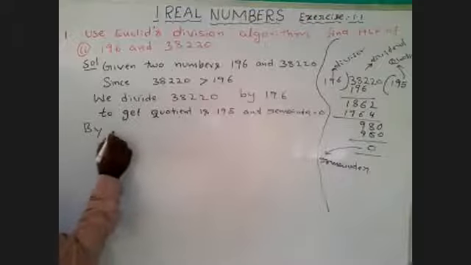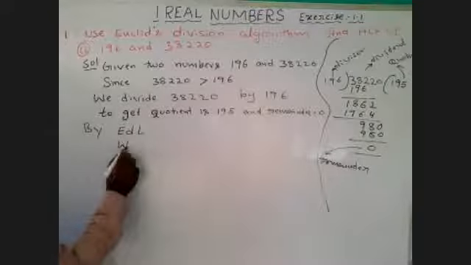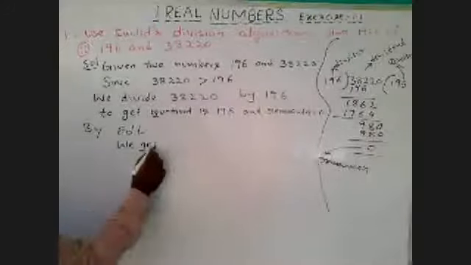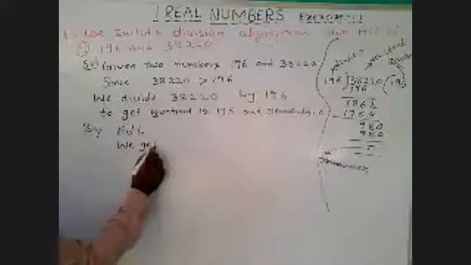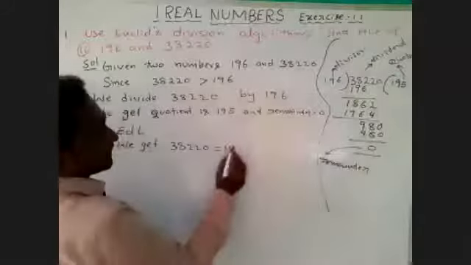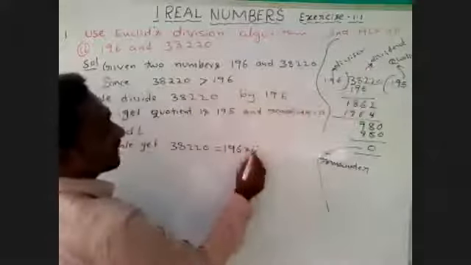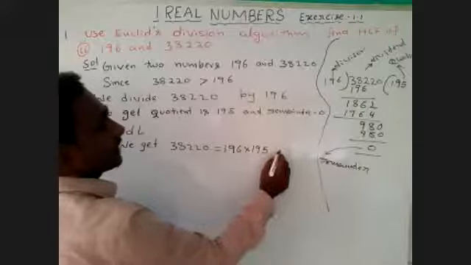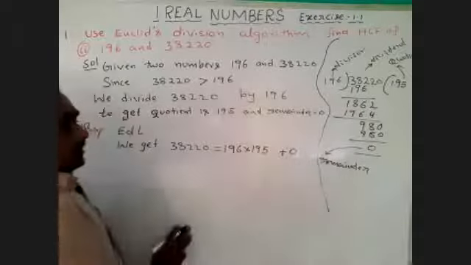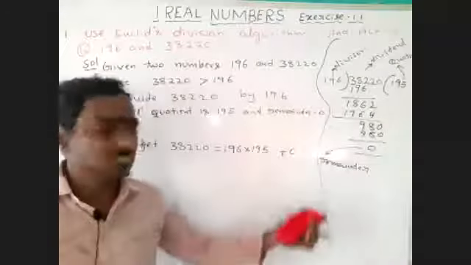By Euclid's division lemma, we get dividend is equal to divisor into quotient plus remainder. 38,220 is equal to 196 into 195 plus 0. So here the remainder is 0, our procedure stops.